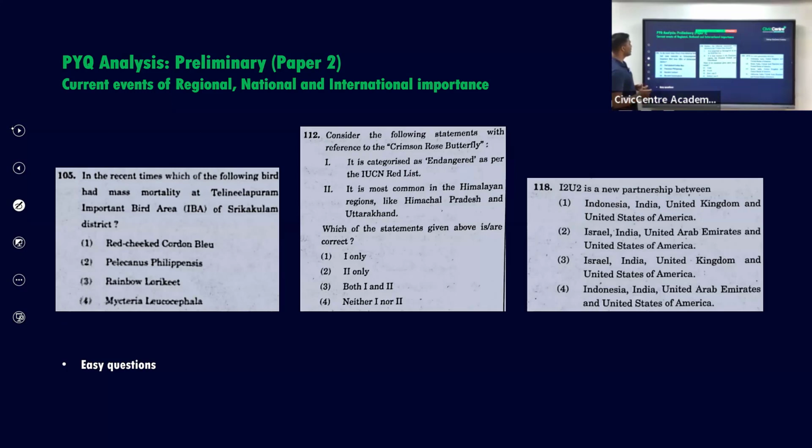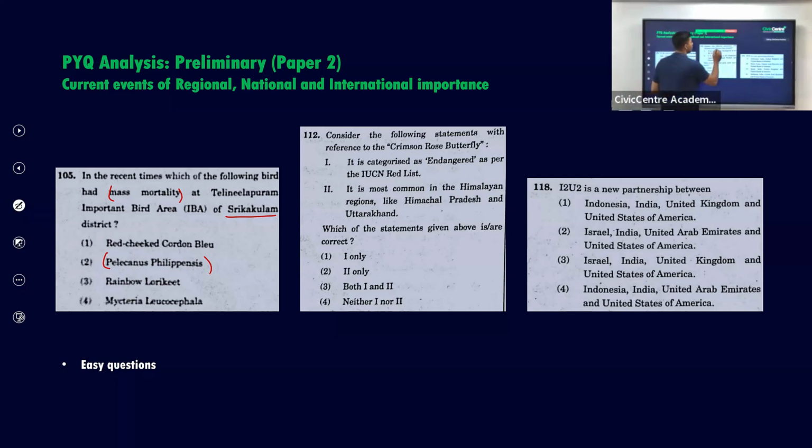For example, in recent times, which of the following birds had mass mortality in Srikakulam? This was very big news in the AP local newspapers as well as national newspapers. But the thing is that they have asked their scientific names also. We might know that pelicans died, isn't it? The common name, but they have asked the scientific name. But I would say it is an easy one because it was in the local news for some time.